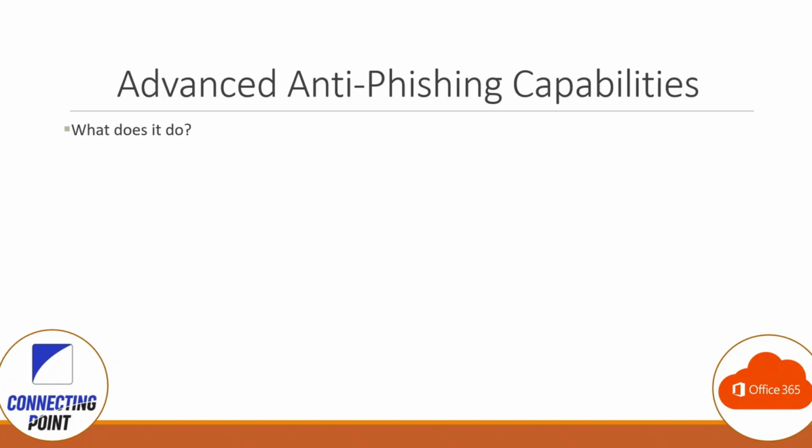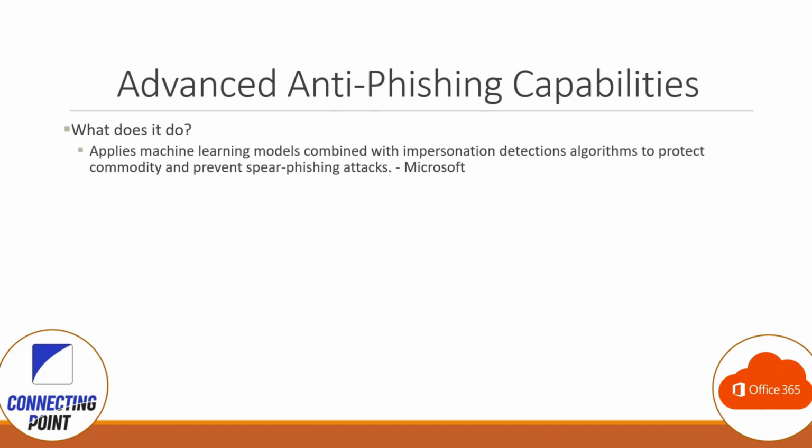So what it does is it applies machine learning models combined with impersonation detection algorithms to protect against commodity and spear phishing attacks, which is a lot of big words, but that's the definition from Microsoft. So how it works is it applies the policies that are defined and set up by the global administrator.